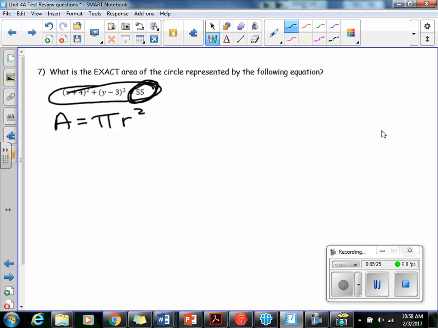That 55 is your radius squared. The standard form for a circle is (x - h)² + (y - k)² = r². When it's in this form, whatever you have here is your r squared. In this case, our r squared is what? It's 55. Does everybody understand that? If our r squared is 55, do we really even need to find r? Can't we just put 55 right here?